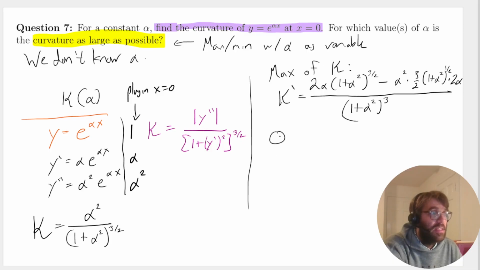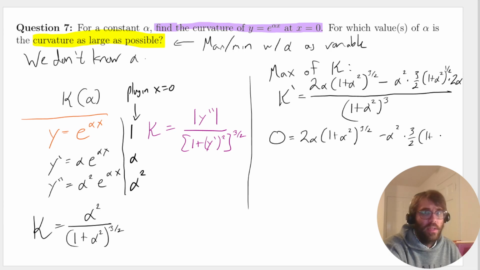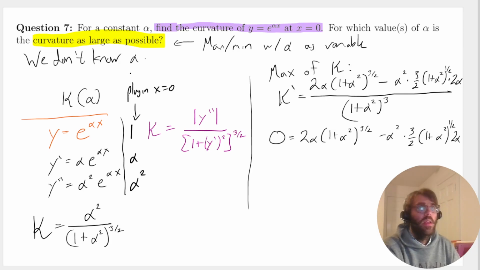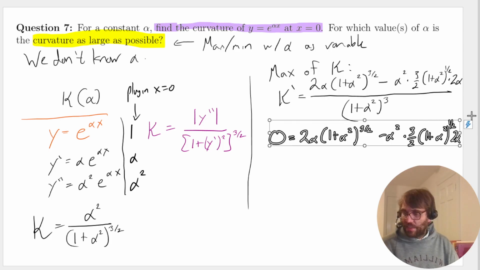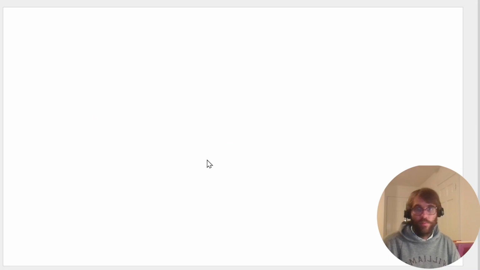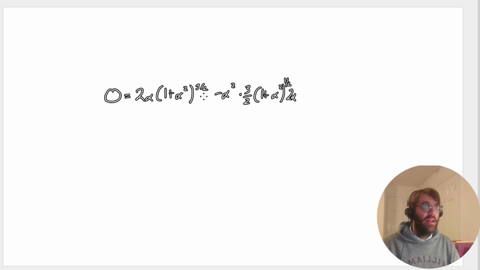So this is going to be 0 equals, well, if I'm trying to figure out when this whole fraction is 0, I can focus just on the numerator. And so I'll say this is 2 alpha, 1 plus alpha squared to the 3 halves minus alpha squared times 3 halves, 1 plus alpha squared to the 1 half, 2 alpha. That's what we need to solve. And now we can abandon this whole slide because we don't need the problem anymore. We just need to say, let's find the critical numbers. So let's come to this next slide and do that.